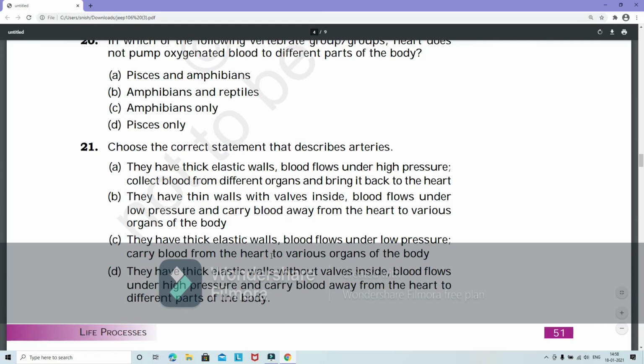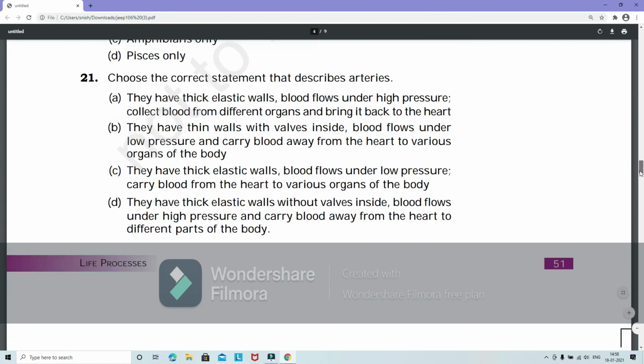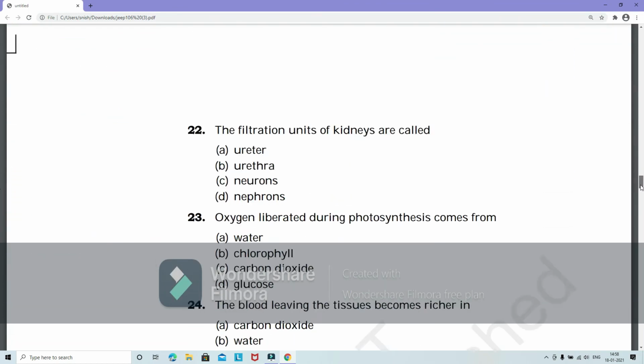Next, they have thick elastic walls. Blood flows under low pressure. No. Next, they have thick elastic walls without valves. So there are no valves inside. Blood flows under high pressure and carries blood away from the heart to different parts of the body. That is true. So it is D. It's only D.